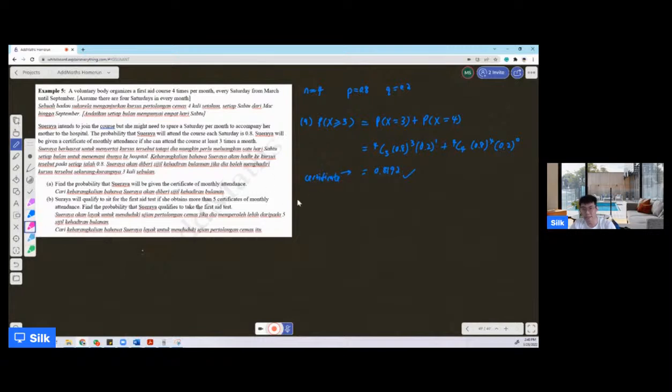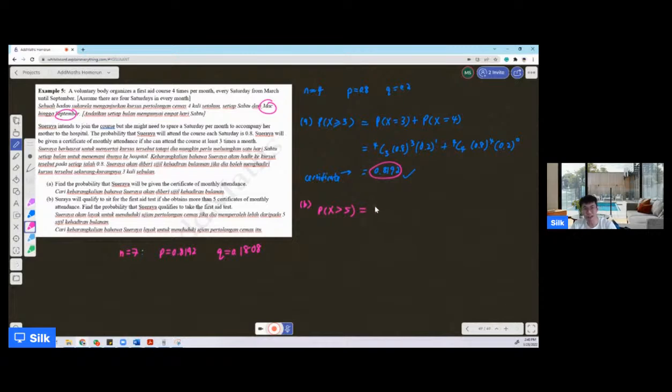Now, they also say B. Suraya will be qualified to sit the first aid test if she got more than 5 certificates. I get more than 5 certificates, I will have to sit for the first aid test. How can I get more than 5? From March to September, March, April, May, June, July, August, September, got 7 months. So the probability of getting one certificate is 0.8192. You use the answer here for the next probability. And the q is 0.1808. So you can see the B question here is using the probability from the A.